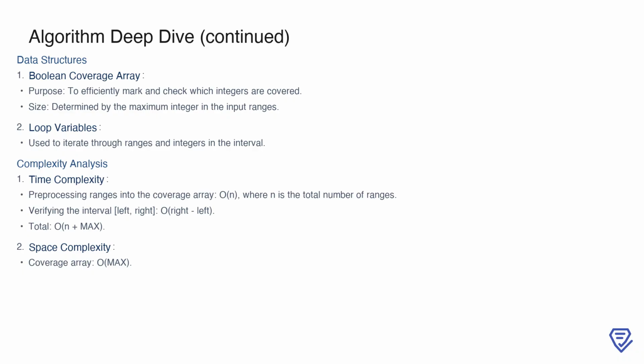When analyzing the complexity, the time complexity of pre-processing the ranges into the coverage array is O(n), where n is the number of ranges. Verifying the integers in the interval [left, right] takes O(right - left). Therefore, the total time complexity is O(n + max). The space complexity is dominated by the coverage array, which is O(max). This balance between time and space efficiency makes the optimized approach highly practical for this problem.